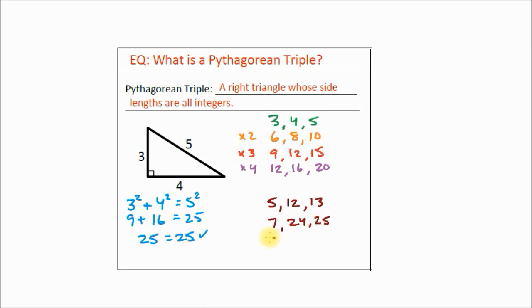And then one more. These are the most common ones: 8, 15, 17. If you look up Pythagorean triples on the internet, you'll get a whole list of right triangles with 3 sides that are whole numbers. So that is an explanation of what a Pythagorean triple is.